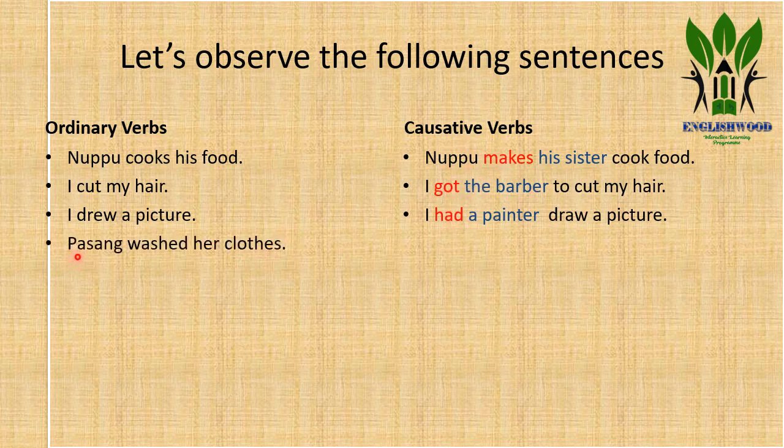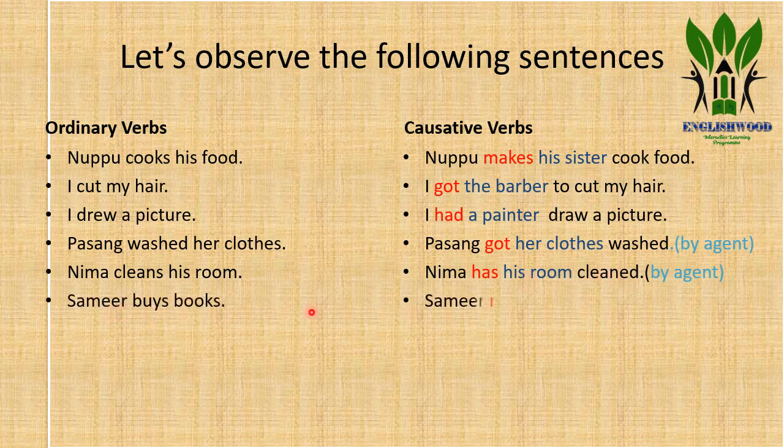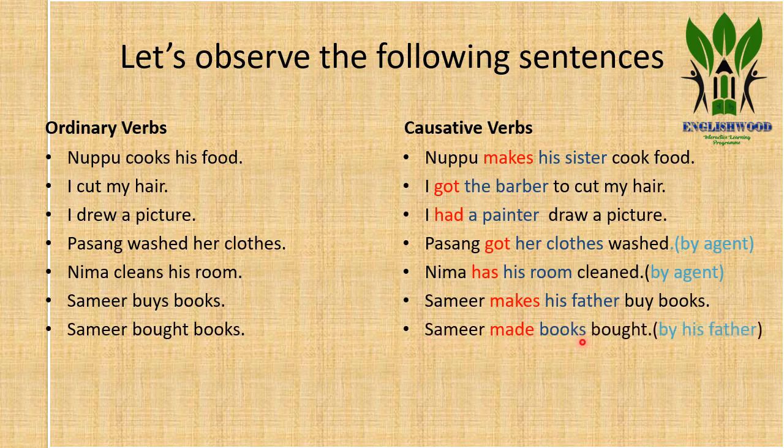Similar examples. Pasang washed her clothes means Pasang got her clothes washed. When we are using causative verbs, it looks like that. Pasang got her clothes washed by someone. These are different kinds of structure. Then, Nima cleans his room. Nima has his room cleaned, right? Samir buys books. Samir makes his father buy books. Samir bought books. Samir had books bought by his father.